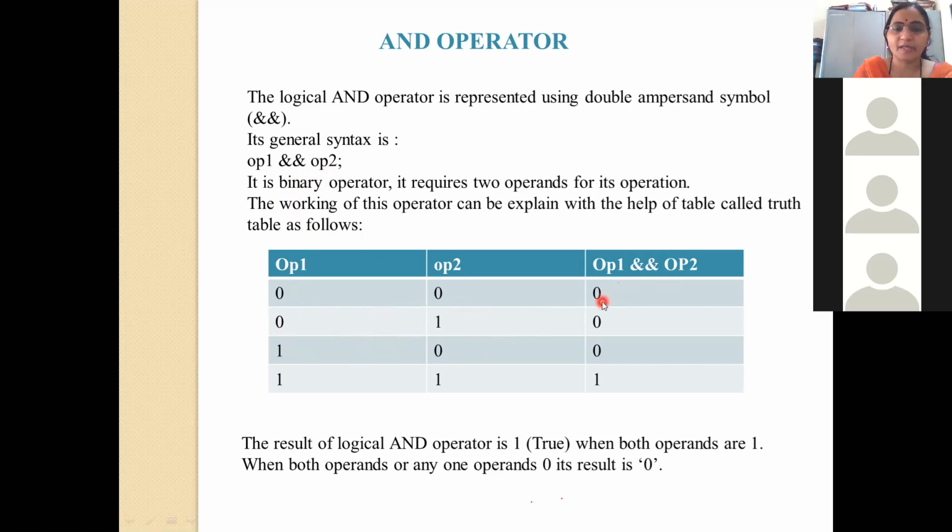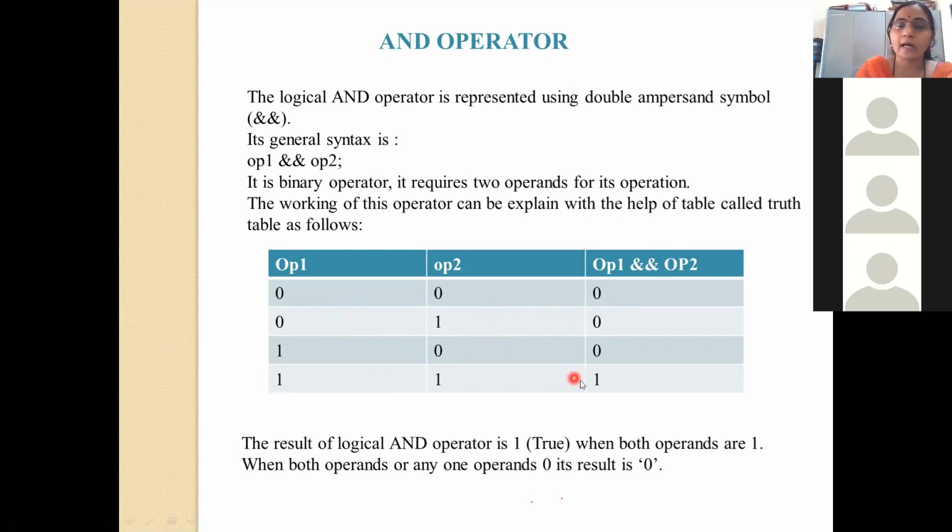And then I get the result as a 0. Why? Consider that one short form: AND means multiplication. And you know that 0 into 0 is 0. This is a shortcut to remember. So remember that AND means multiply, OR means plus. So 0 into 0 is 0, 0 into 1 is 0, 1 into 0 is 0.